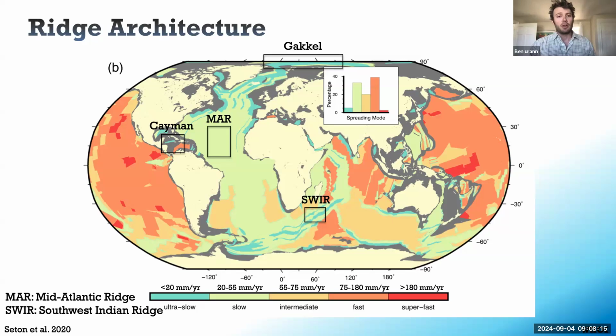So the data set that I have includes data from Gakkel, Mid-Atlantic Ridge, Cayman, and SWIR. The Mid-Atlantic data set includes Atlantis Massif, Kane, and 16 North. But today I'm really going to be focused on the Southwest Indian Ridge samples. And I actually had the privilege of sailing on this cruise in 2019 that collected these samples.